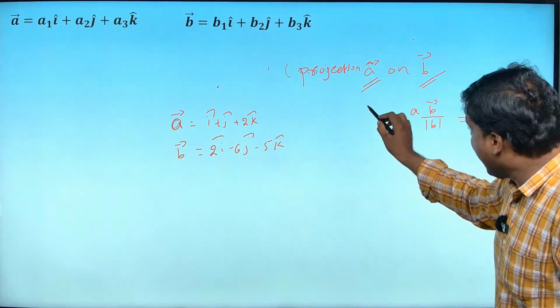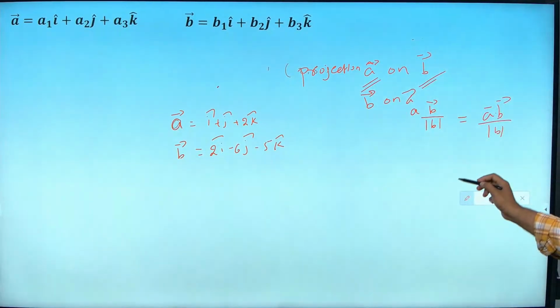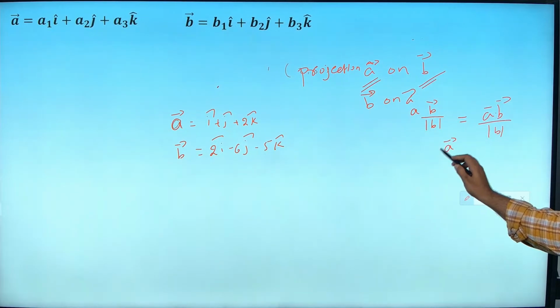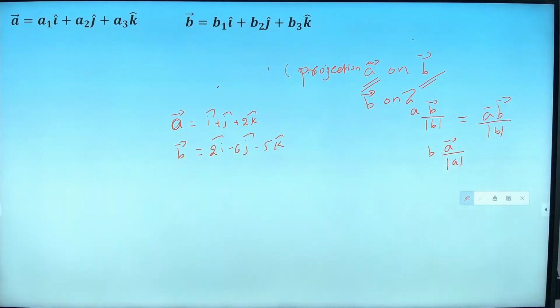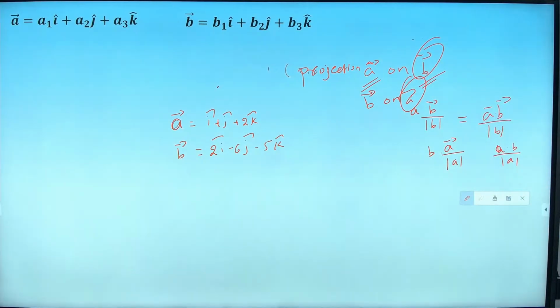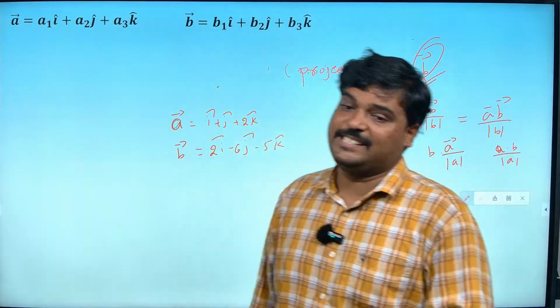If I say projection of b vector on a, what will come? Same thing. First write its direction: a vector by modulus of a, but it will be multiplied with b. So a dot b and b dot a are the same, so a dot b divided by modulus of a. Simply put, whatever you write after 'on' should be in the denominator, and the dot product goes on top. Okay sir? What is dot product?